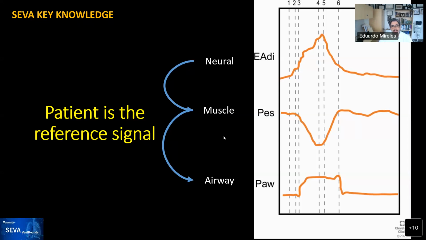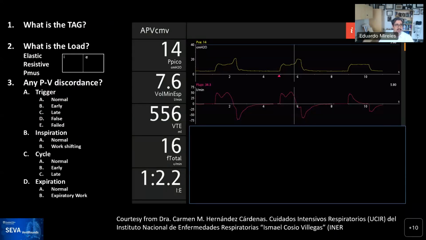If you don't have the neural signal, then it becomes the muscle, and if you don't have the muscle, then it becomes the airway pressure signal, the interpretations that we have been doing, and what we usually do on SEVA VentRounds. So here's the first example, courtesy of Dr. Carmen Hernandez Cardenas, at the Cuidados Intensivos Respiratorios, the respiratory care unit of the National Institute of Respiratory Diseases in Mexico. It's pretty famous, the INER, and I really appreciate them sharing images with us to review today, because they are really nice.